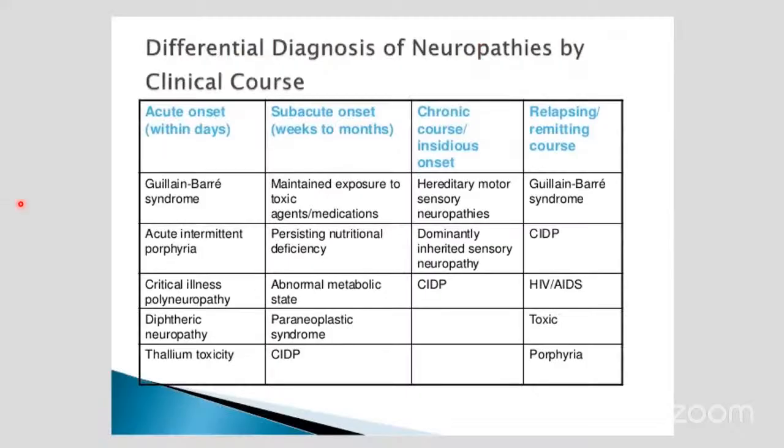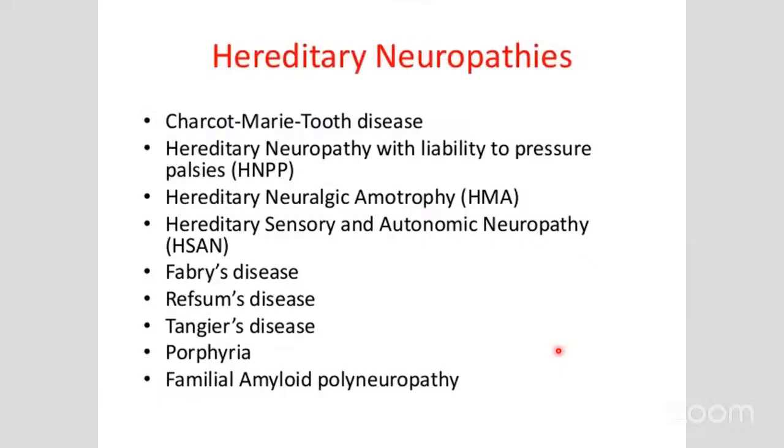The other examples of subacute onset neuropathy are toxic agents, nutritional deficiency, abnormal metabolic state, or paraneoplastic syndrome, subacute inflammatory demyelinating polyneuropathy, and other neuropathies in relapsing or remitting course are porphyria, HIV, and toxic neuropathies. The common types of hereditary neuropathies are CMT, hereditary neuropathy with liability to pressure palsies, hereditary neuralgic amyotrophy, HSAN, Fabry's disease, Refsum's disease, Krabbe's disease, porphyria and familial amyloid polyneuropathy.